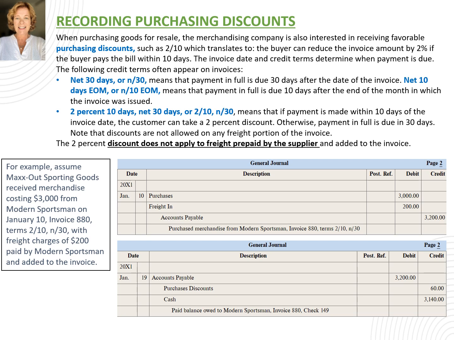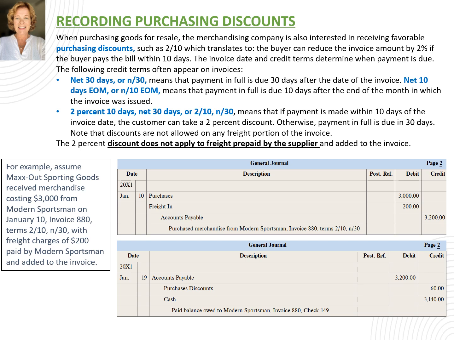Max Out Sporting Goods received merchandise costing $3,000 from Modern Sportsman on January 10th, invoice 880, terms 2/10, net 30, with freight charges of $200 paid by Modern Sportsman and added to the invoice. Max Out Sporting Goods recorded the purchase as follows. We write the date into the date column, purchases into the description column, and a debit of $3,000 into the debit column. On the second line, we debit freight in for $200, and on the third line, we slightly indent and credit accounts payable for $3,200.